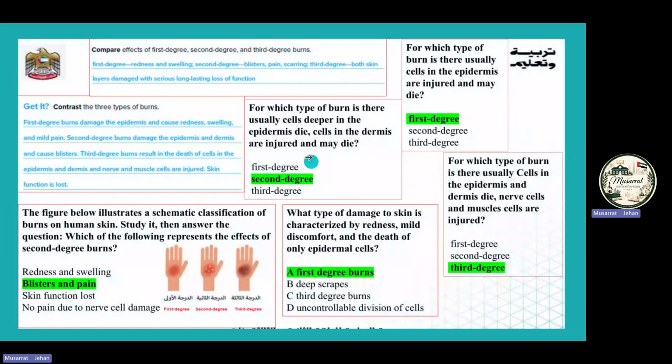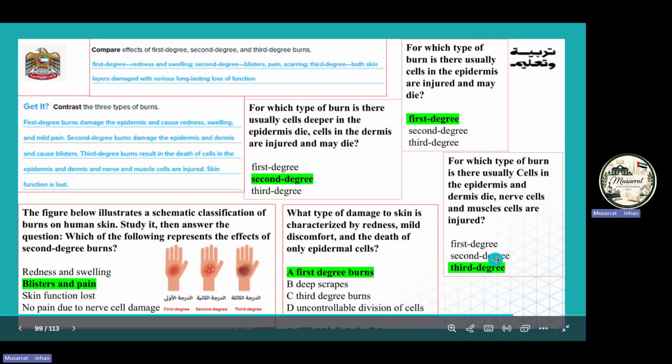So here they have given you a question: for which type of burn do cells deeper in the epidermis die and cells in the dermis get injured and may die? Second degree. Which type of burn usually injures cells in the epidermis? First degree. Which type of burn kills cells in the epidermis and dermis, with nerve cells and muscle cells injured? Third degree. Redness and mild discomfort, first degree. Which of the following represents effects of second degree? Second degree will have blisters and pain. So you should know the three types of burns.